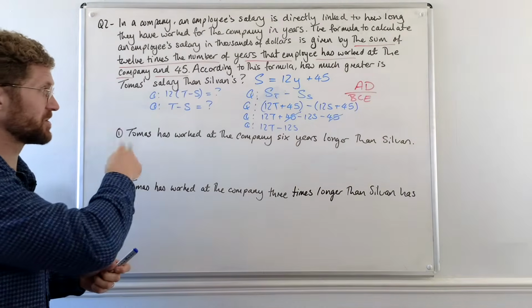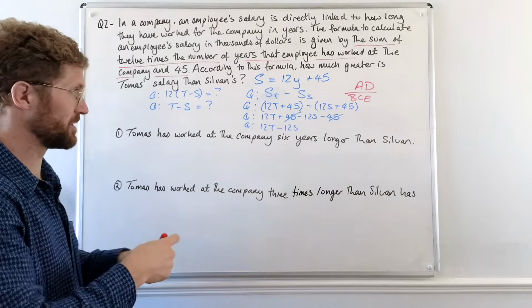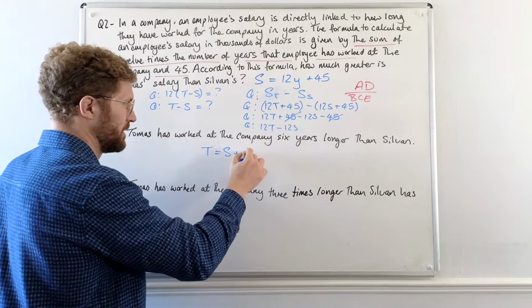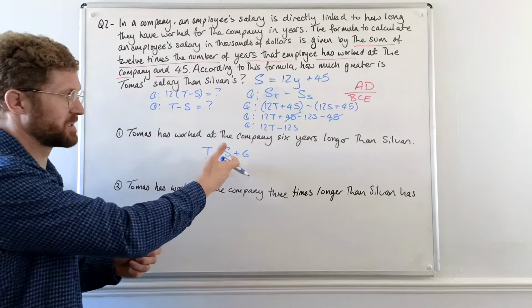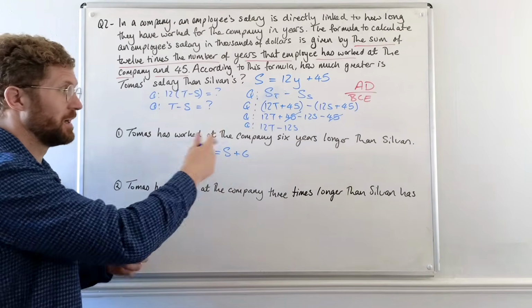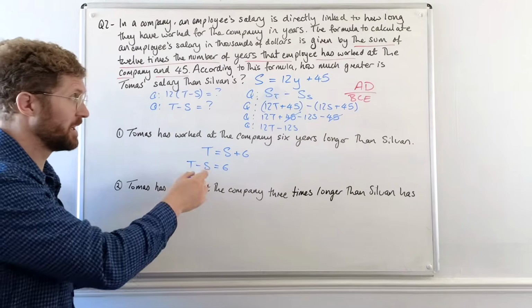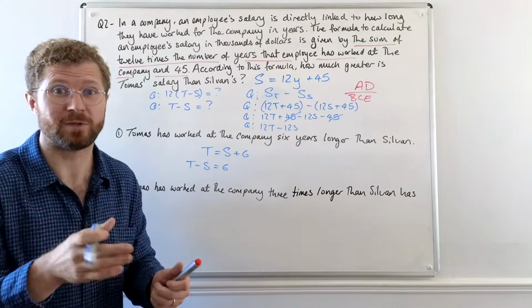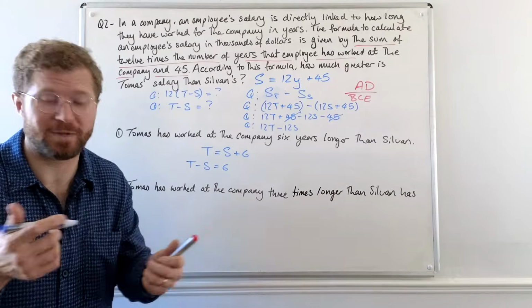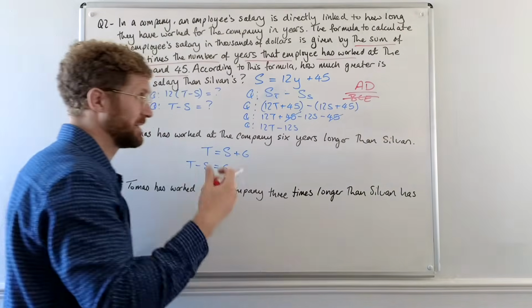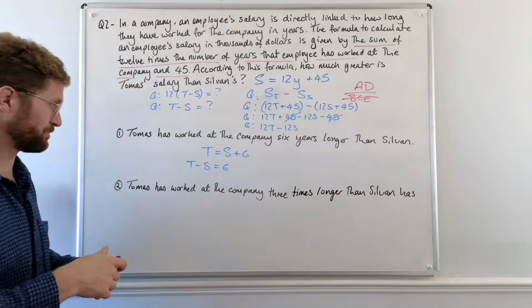So statement 1 tells us Thomas has worked at the company 6 years longer than Sylvan. So we could say that T is equal to S plus 6. Well, with a bit of rearranging, I can say that T minus S is equal to 6, which is exactly the thing that we just said that we were looking for. And so we're basically there. Statement 1 is going to be sufficient here. So I'll cross out BCE, and the answer to this can either be A or D.